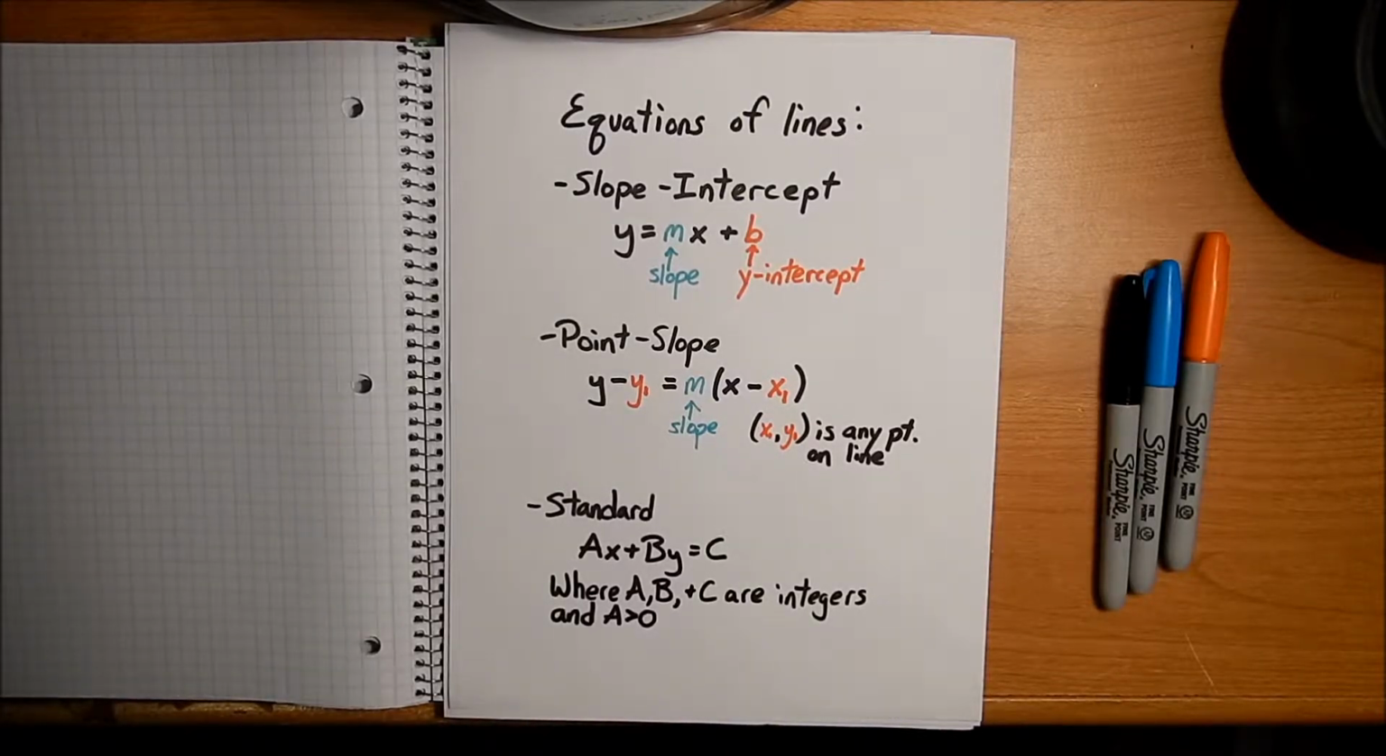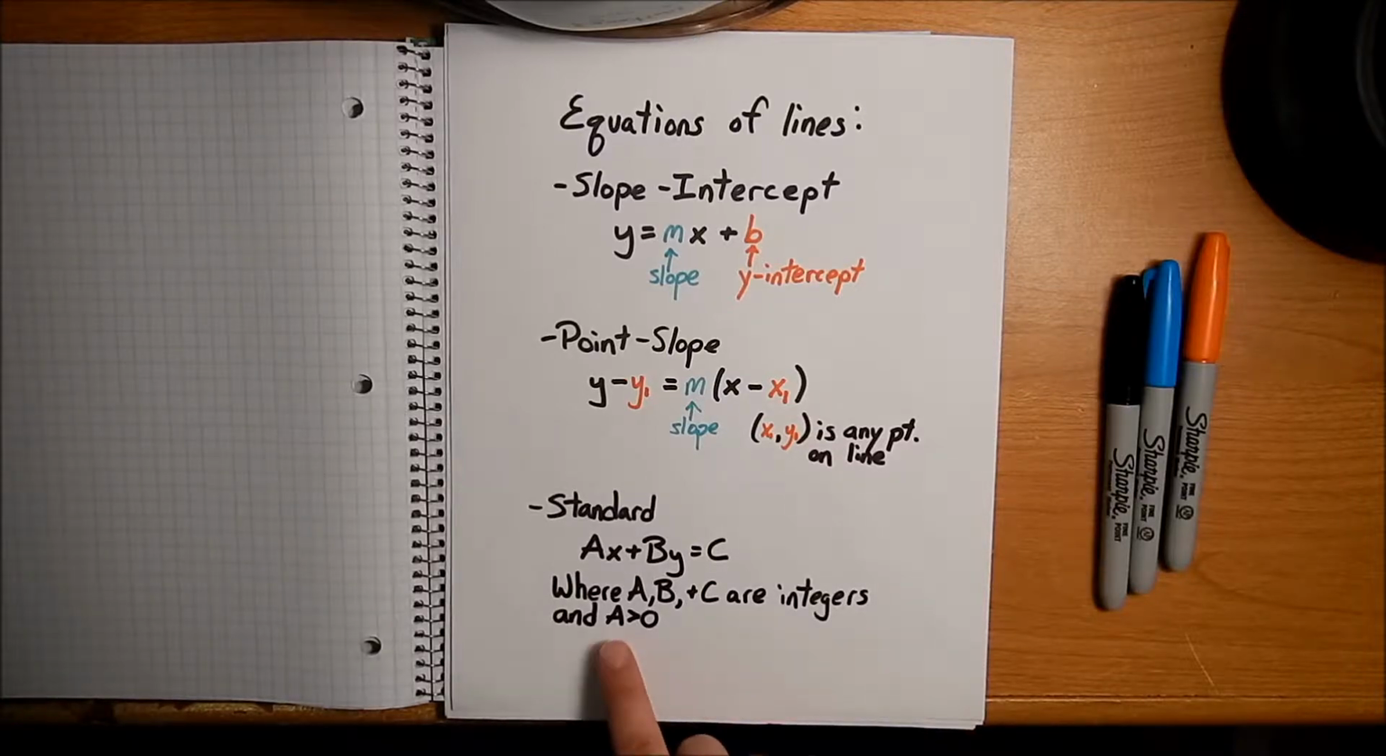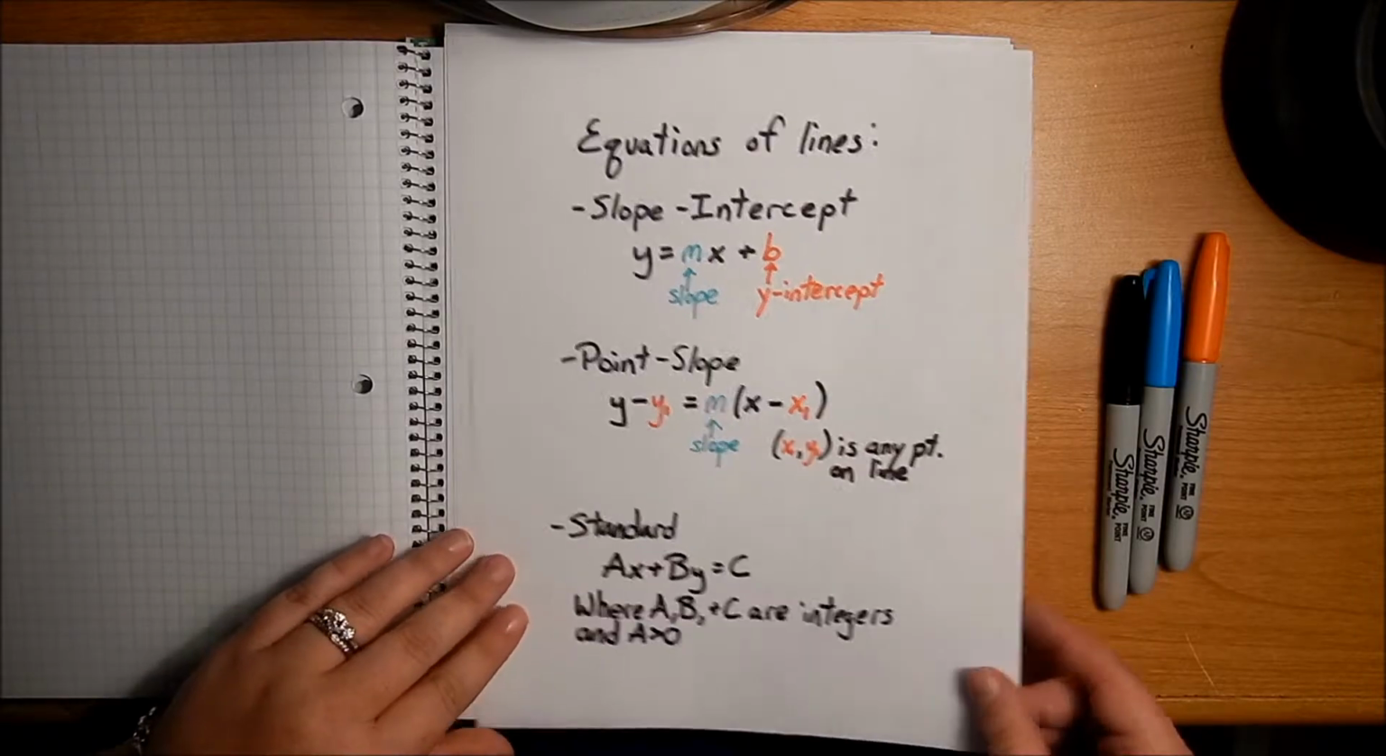A, b, and c are integers, which, remember what an integer is? It's just any whole number and its opposite. So for example, 5 is an integer, just as -5 is an integer, but is 1/4 an integer? No. Also, typically you have a is greater than 0, which means that it's some positive number. That can vary from book to book, so just double check with your teacher what they want you to follow.